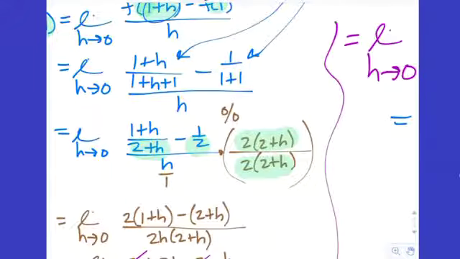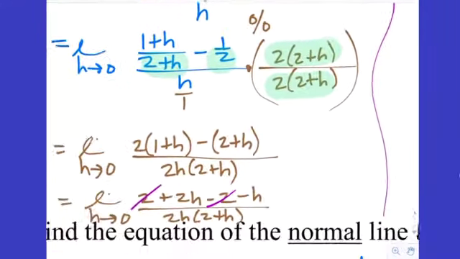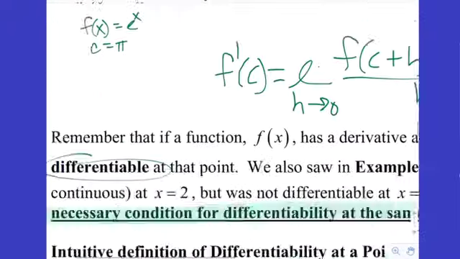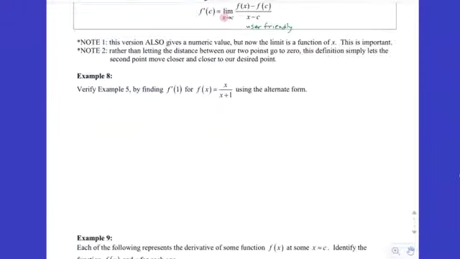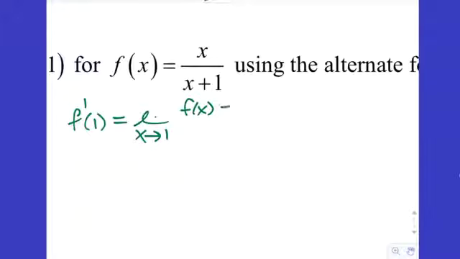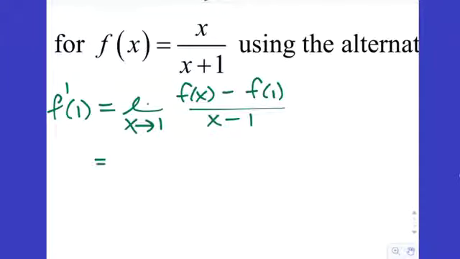Now, in the modified form, if you remember, we had h's all over the place. It wasn't that bad. It was LCM over LCM. But now it's going to be even a little bit nicer. Here's what it's going to look like. F prime of 1 is going to be the limit as x approaches 1 of f of x minus f of 1 all over x minus 1. So all I did there is I replaced the c with the 1. I still haven't made it specific for my function yet. I'll do that on the next line.